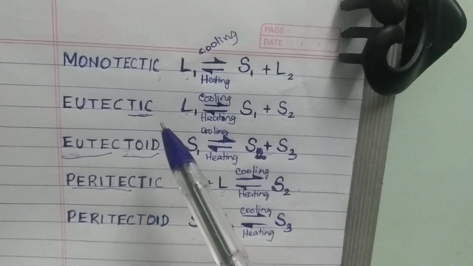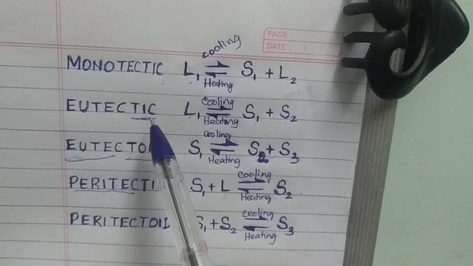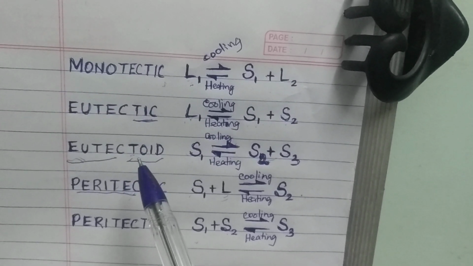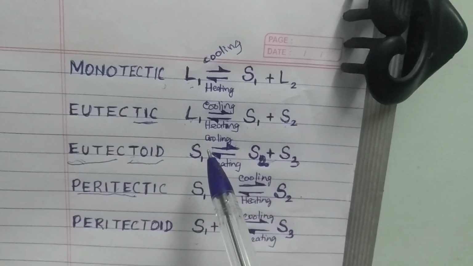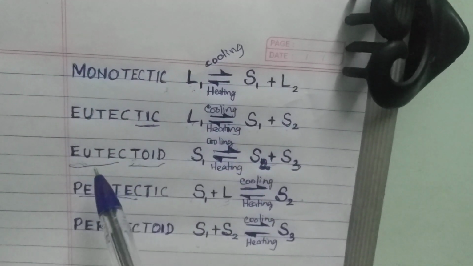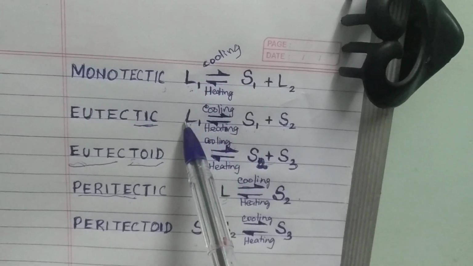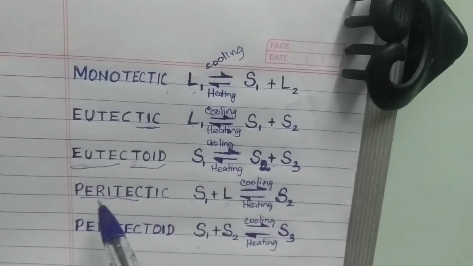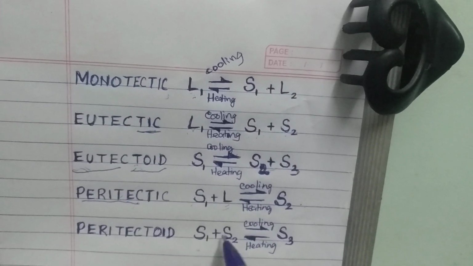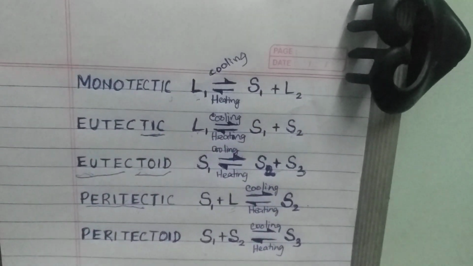This is the key. I tell you again: if the name of the reaction ends with tic, that means it involves liquid. If it ends with tide, that means it involves solid. If it starts with eutec, that means on the left hand side there is only one phase. If it starts with peritec, that means on the left hand side there are two phases. If you remember this, we can easily remember all the reactions.